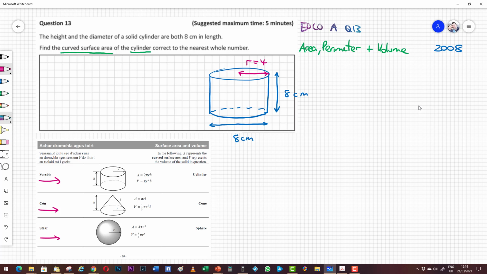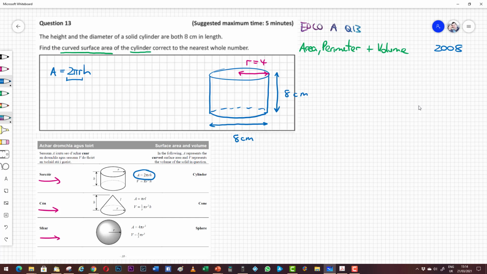So very straightforward, we're going to write down the curved surface area of the cylinder formula. If we look in the tables here, we have A equals 2 pi r h. Now think of the 2 pi r as being the circumference of a circle. That's the formula for the perimeter, the circumference of a circle. And then we're going to multiply that by the height.